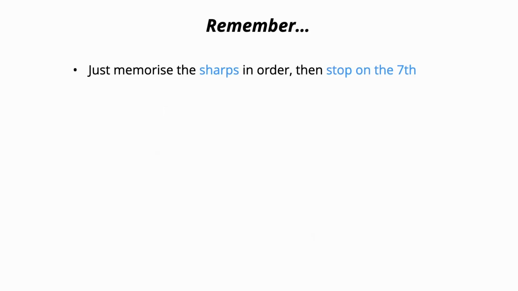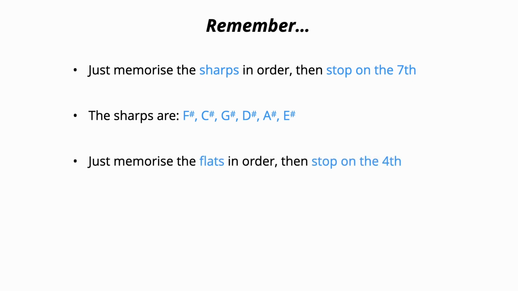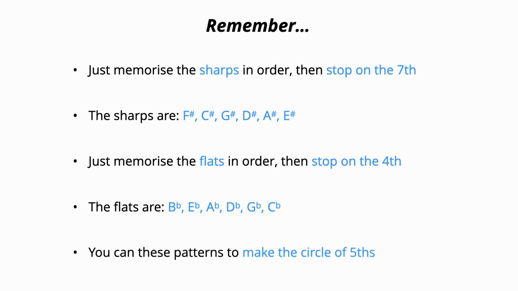So remember, for our sharps, just memorize the pattern of sharps in order and stop on the seventh when figuring out a key. The pattern of sharps are F, C, G, D, A, E, all sharp. Also, just memorize the flats in order and then stop on the fourth. The flats are B, E, A, D, G, C, all flat. You can even use these patterns to help you draw up the circle of fifths.